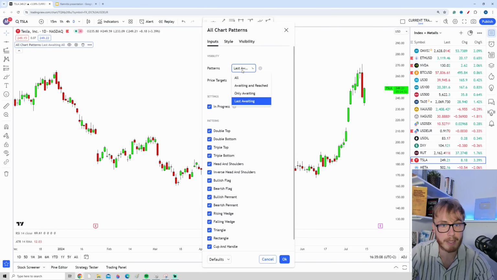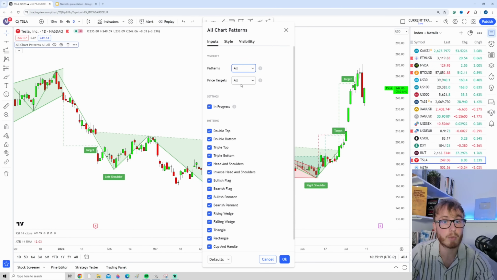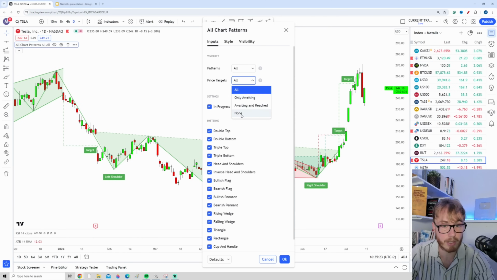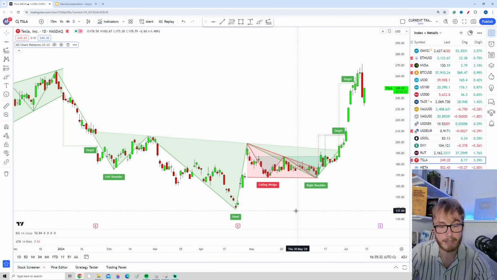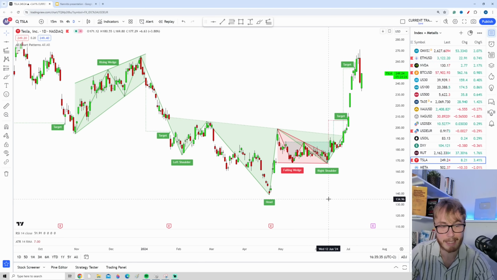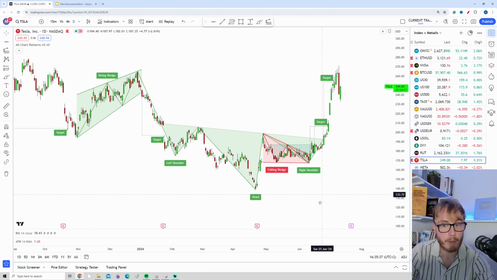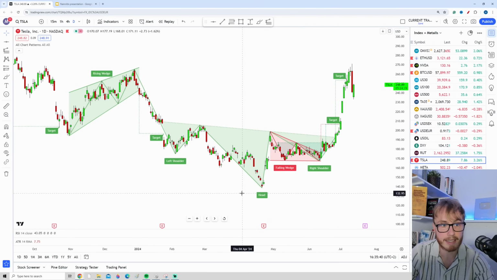And on visibility, we can also choose to display all the patterns. You can see currently we are just looking at the most recent pattern, but if we press all here, the indicator will show all of the patterns. You can also choose to display the price targets or not. But for now, let's show all the patterns and all the price targets. And now we are ready to go down here and press OK. As you can see, it looks a bit messy on the chart, but now we can see all the patterns that this indicator found.